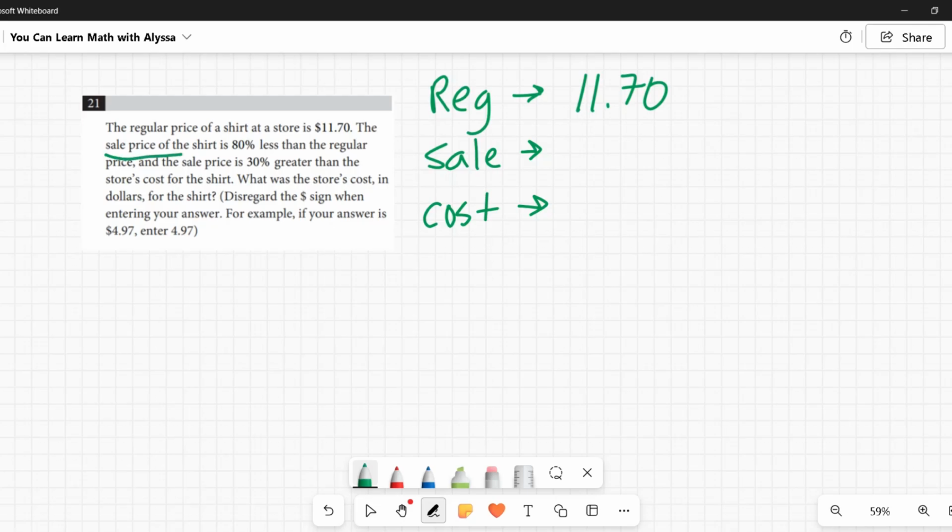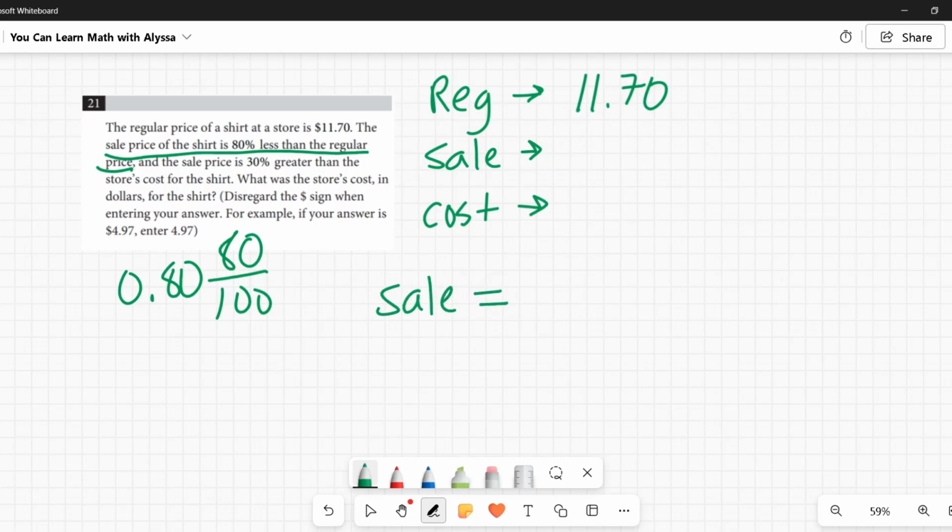The sale price of the shirt is 80% less than the regular price. Percentages are just fractions. So 80% is the same as 0.80 or 80 over 100. Either way. So there's always more than one way to look at this and to do it. Okay, so sale price is. When we have sale price is, we're setting up an equation. The is the equal sign. I can't think of any exceptions to that. So our sale price is 80% less than the regular price.